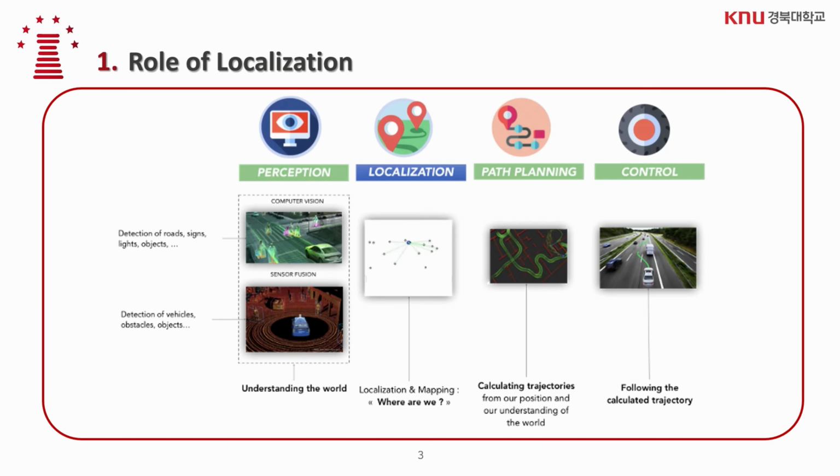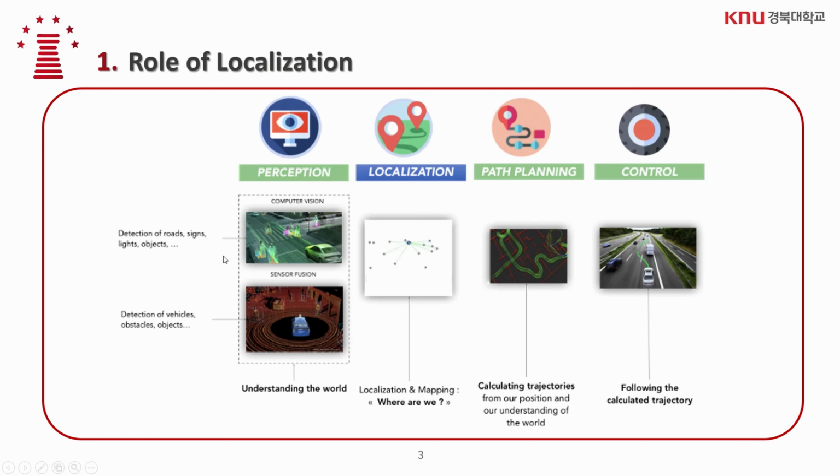When we start with localization in the autonomous driving system, we have 4 subdivisions. The system starts with the perception part, then the localization part, then path planning, then control. In this presentation, our main focus is localization. So what is the main role of localization, why do we need localization?